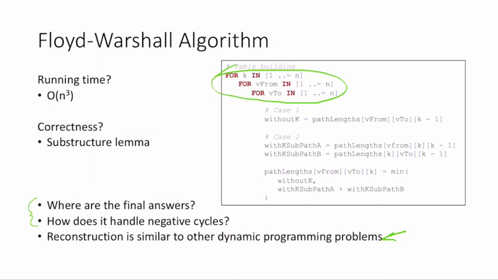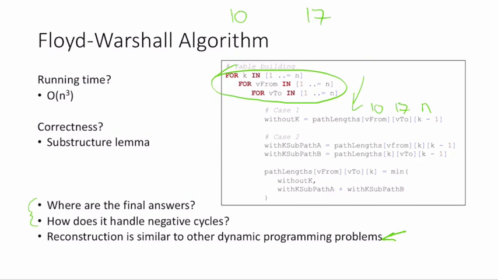Where are the final answers? Well, let's say that I want to find the shortest path from vertex 10 to vertex 17. Where would that be found? It's going to be in my path lengths array, going from 10 to 17, using all n vertices. Oh, sorry, a maximum number of n edges. All right, next question is how does it handle negative cycles?